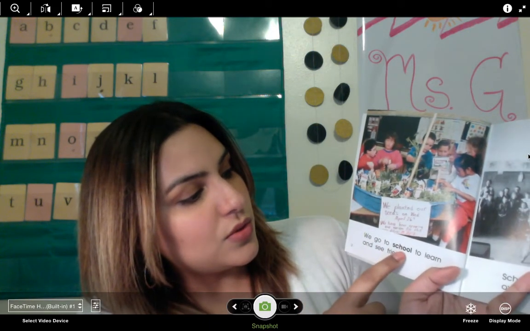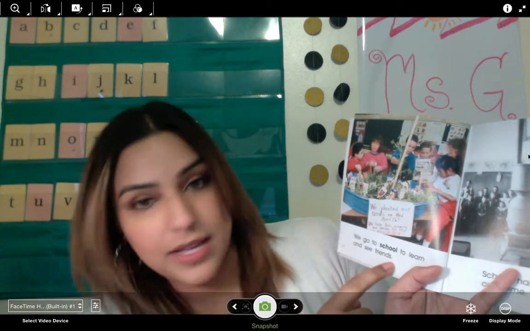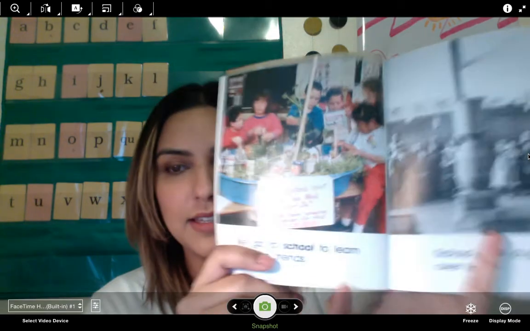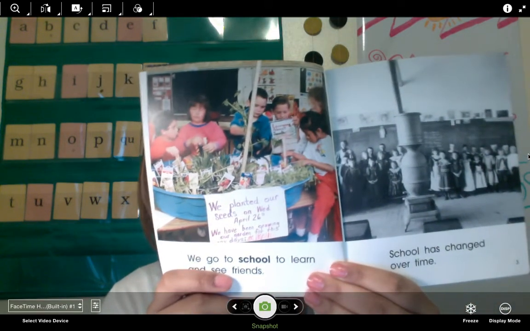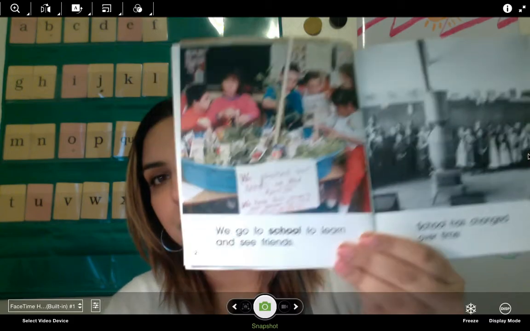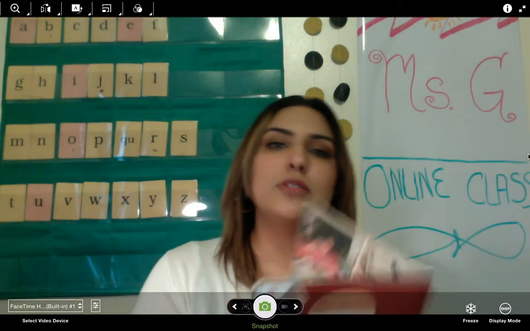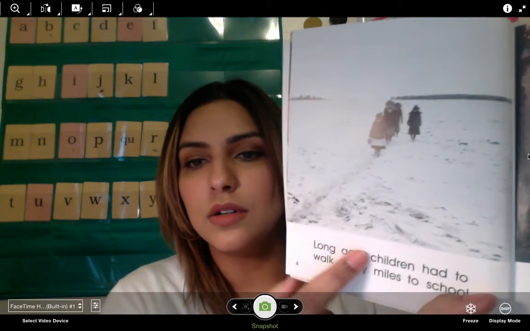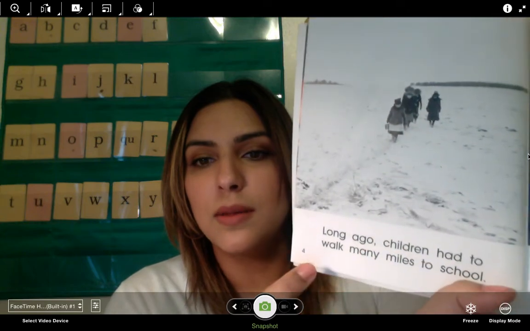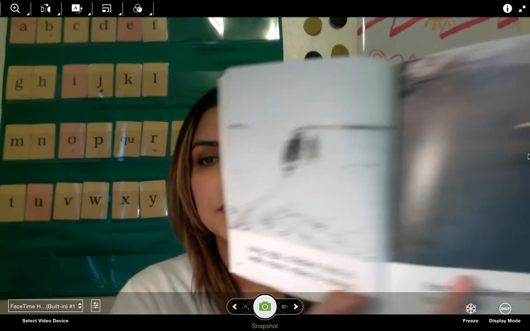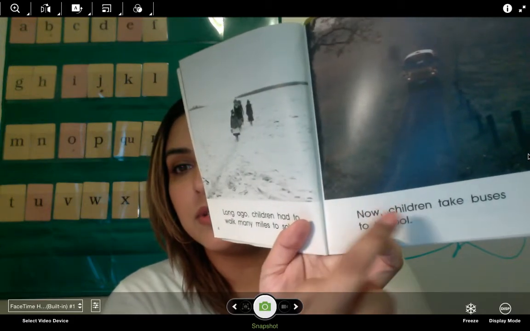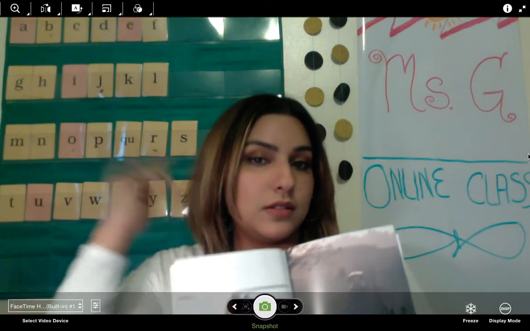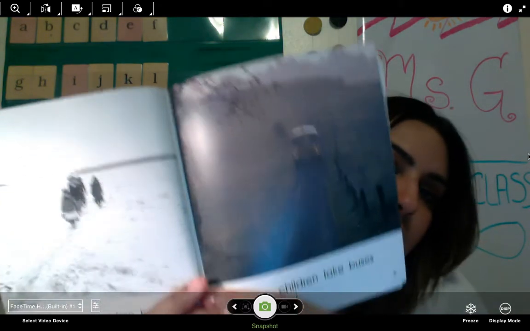We go to school to learn and see friends. Ooh, let me get in the camera there so you guys can see. Schools have changed over time. So you can see in those two pictures things have changed. Long ago, children had to walk many miles to school. Now children take buses to school. So Miss G is going to listen to those words. I remember those words, but I'm going to look at the picture too.